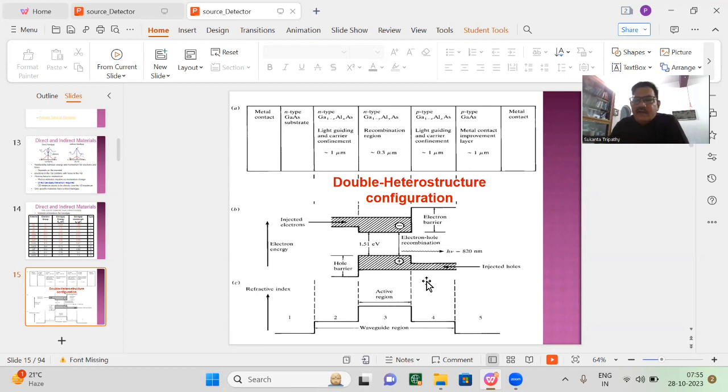We will stop here, and maybe in the next class we will continue with how this double heterostructure can be utilized to realize a light emitting diode and to realize this laser diode.